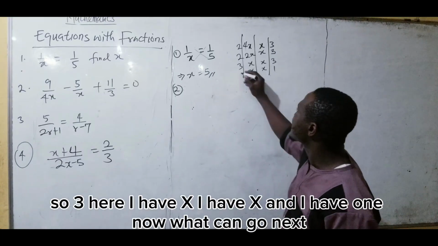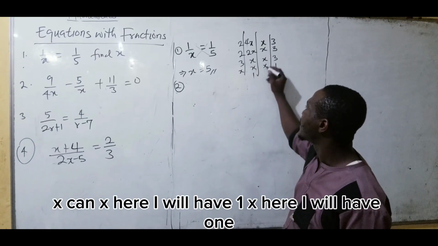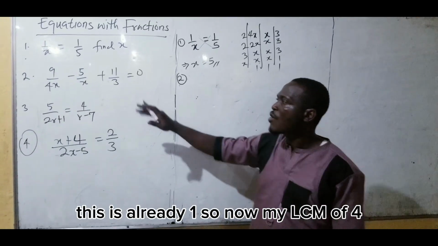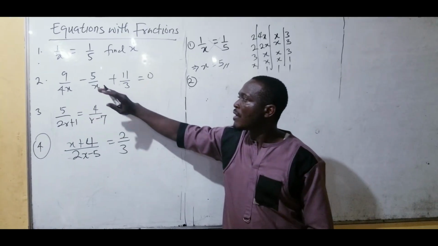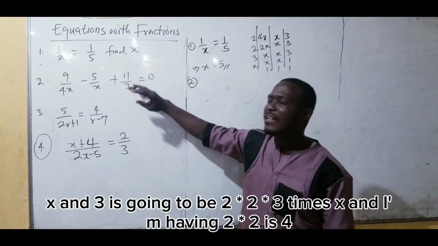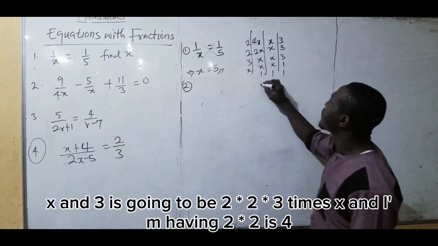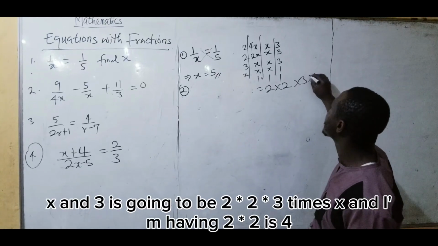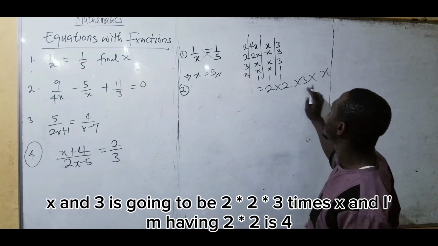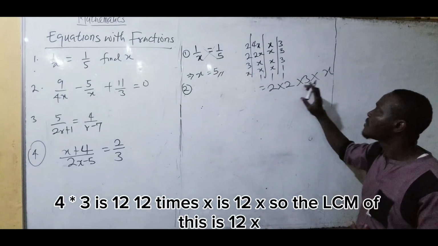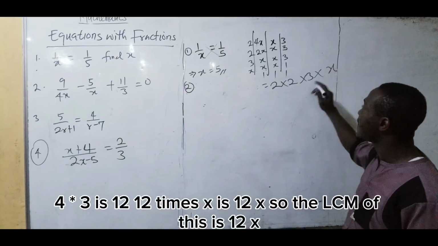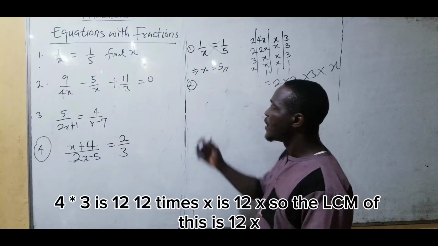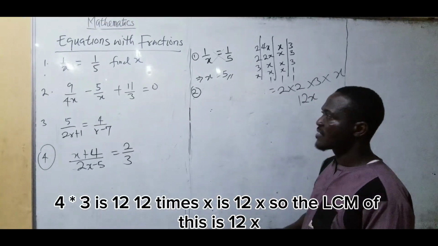Now what can go next? x can. x here I will have 1, x here I will have 1. This is already 1. So now my LCM of 4x, x, and 3 is going to be 2 times 2 times 3 times x. 2 times 2 is 4, 4 times 3 is 12, 12 times x is 12x. So the LCM of this is 12x.